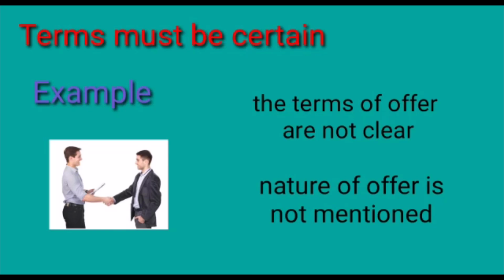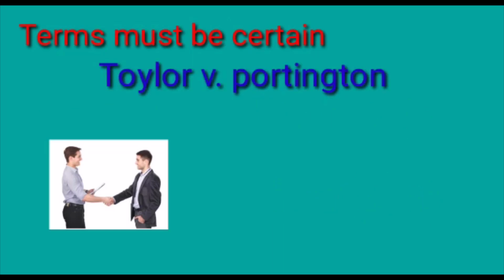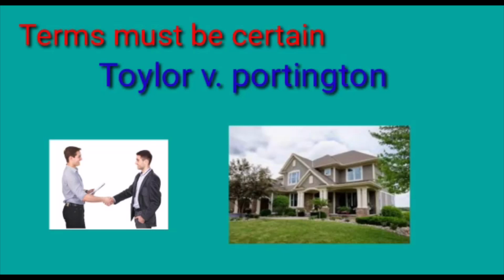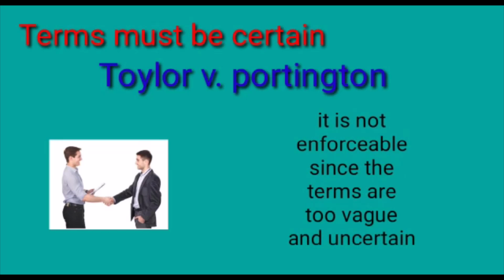Relevant leading case law on this point is Taylor vs. Portington. The plaintiff in the instant case promised to take the defendant's house on lease for a period of 3 years, provided it is thoroughly repaired and the drawing rooms are decorated according to the present style. It was held to be not enforceable since the terms are too vague and uncertain.